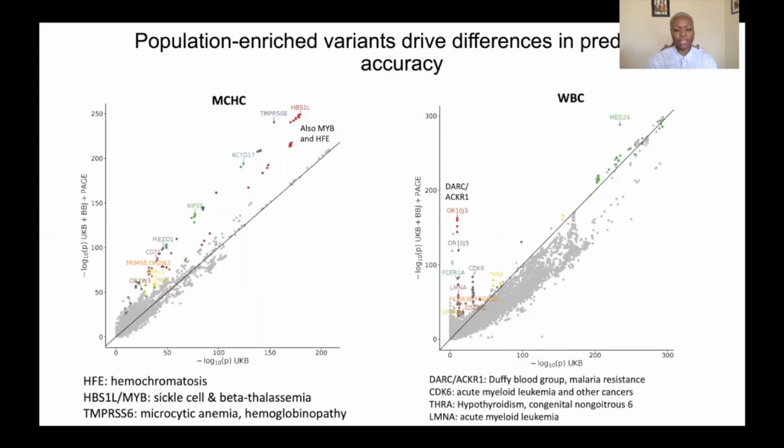And to investigate these differences in prediction accuracy, we looked at the differences in the test association statistic between UK Biobank alone and the meta-analysis cohort. And it turned out that there were population-enriched variants that were driving these observed differences in prediction accuracy. So for example, with MCHC, variants within HBS1L have been associated with sickle cell and beta thalassemia. With WBC, variants within the Duffy blood group have been associated with malaria resistance.